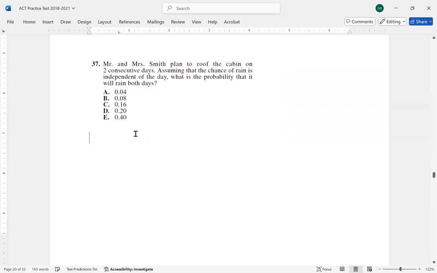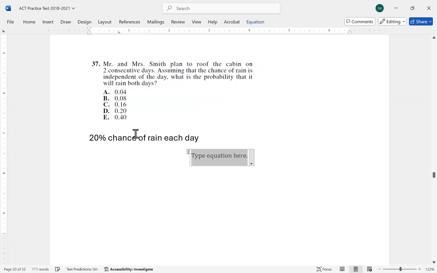Question 37. Mr. and Mrs. Smith plan to roof the cabin on 2 consecutive days. Assuming that the chance of rain is independent of the day, what's the probability it will rain both days? This just goes back to that very last line that says that there is a 20% chance of rain each day.